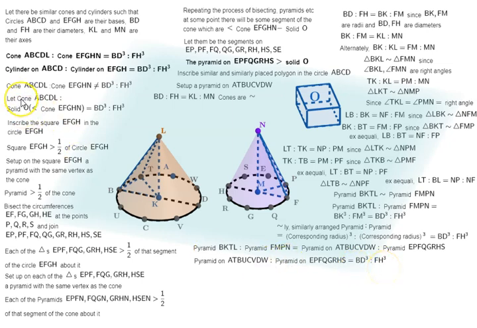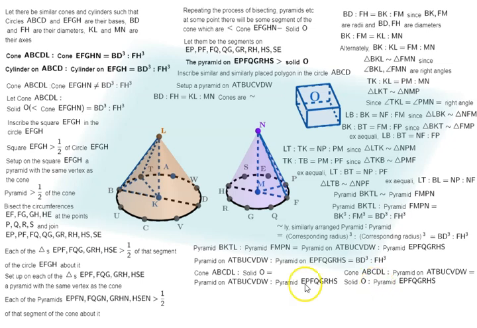Now, remember we started off by saying cone ABCDL is to solid O is equal to BD cube is to FH cube. And here also we have BD cube is to FH cube. So that means cone ABCDL is to solid O is equal to pyramid on ATBUCVDW is to pyramid on EPFQGRHS. And alternately, we can say cone ABCDL is to pyramid on ATBUCVDW is equal to solid O is to pyramid on EPFQGRHS.